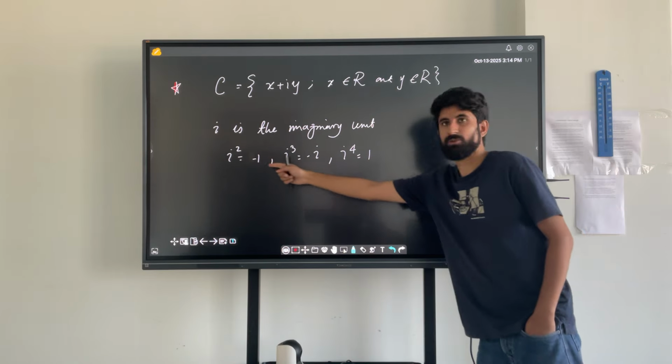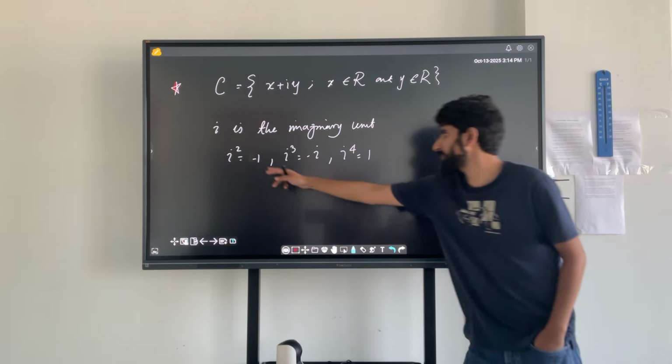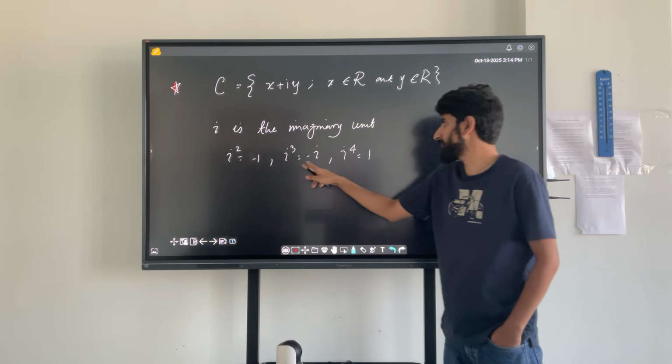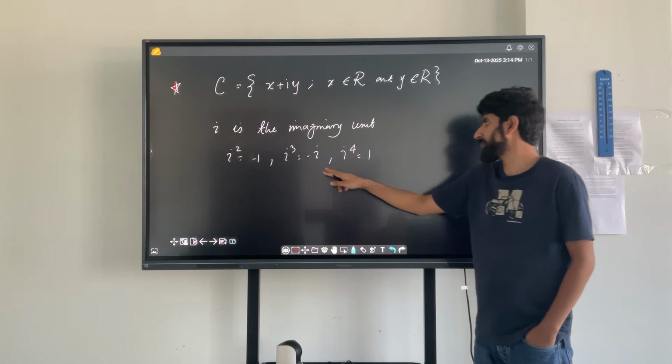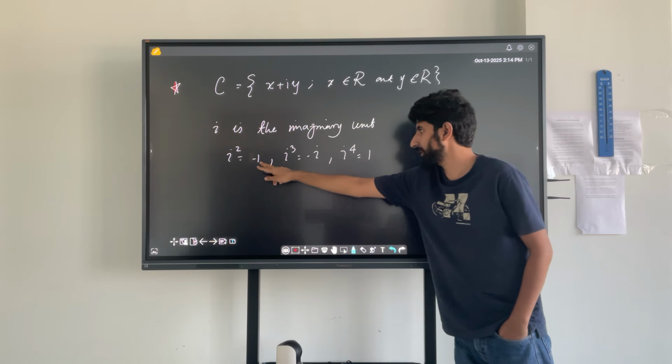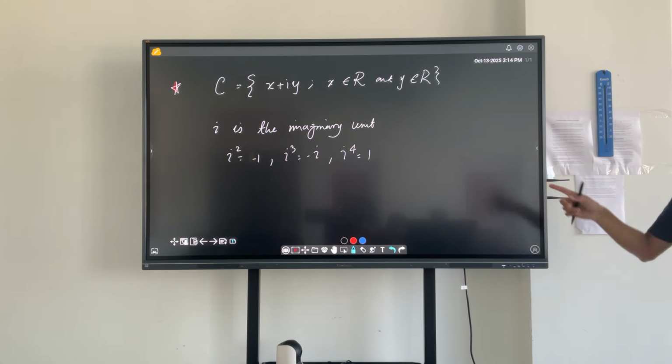The other two follow from this, right? Because if you multiply with iota, you get iota cube is minus iota. And if you multiply with iota again, you get iota to the power 4 is minus iota square, but iota square is minus 1, so it becomes plus 1.